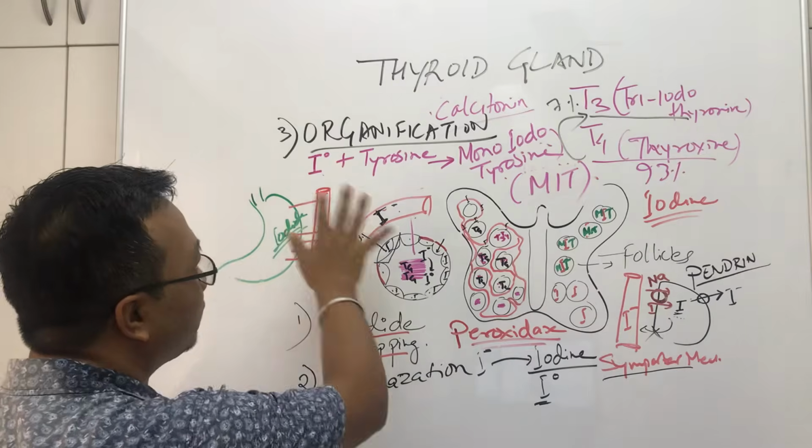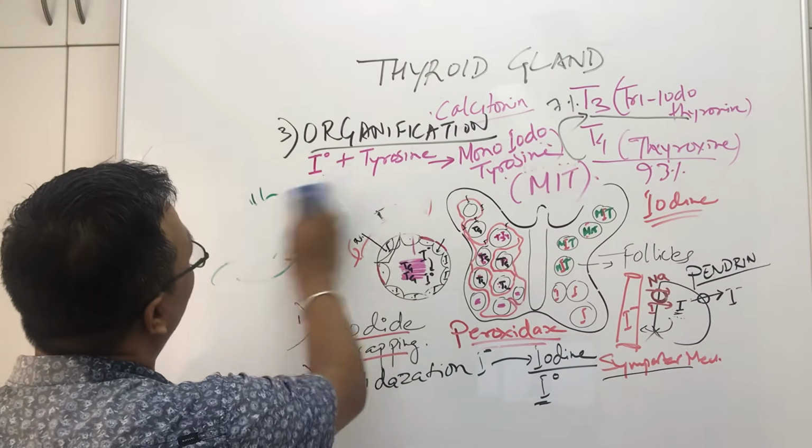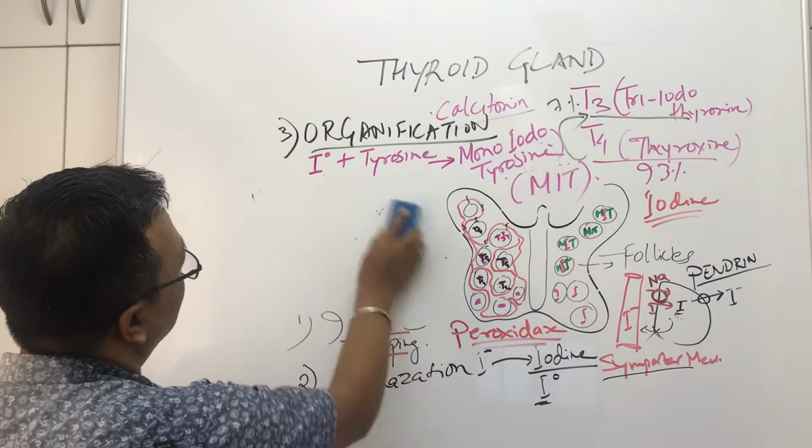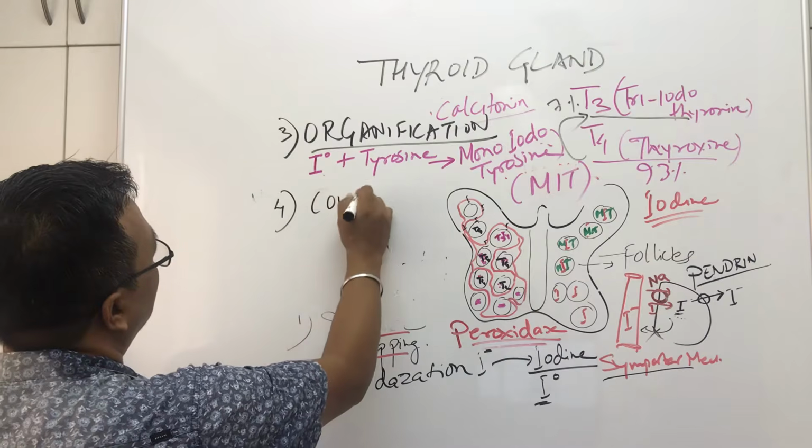The number 4 step in thyroid hormone synthesis is called coupling.